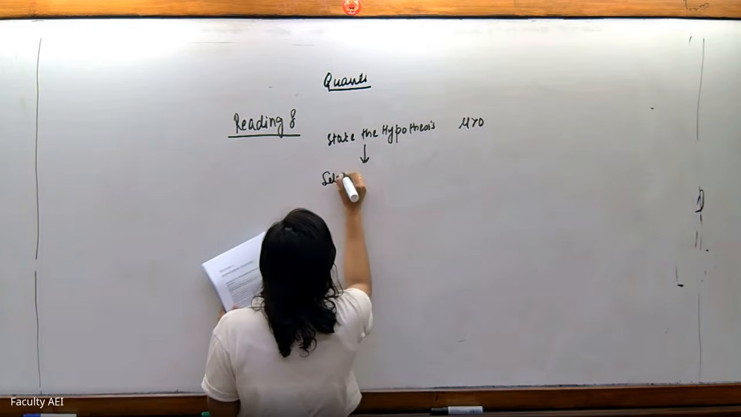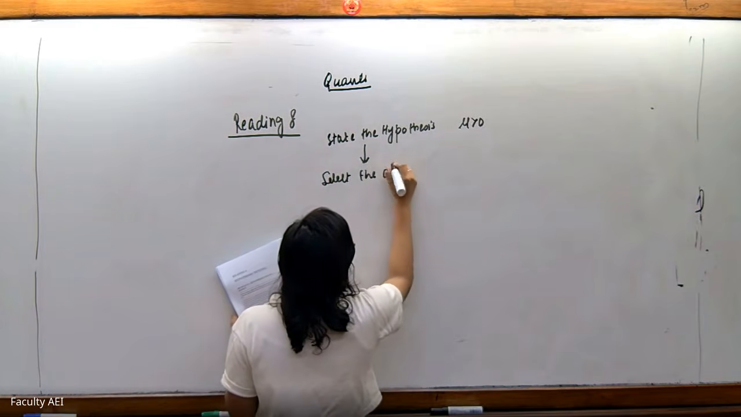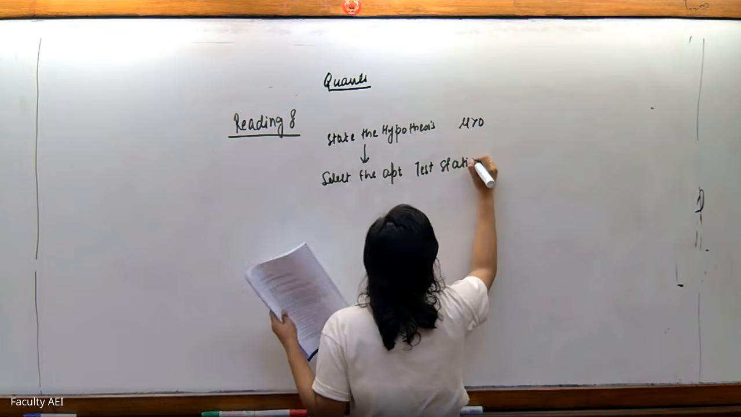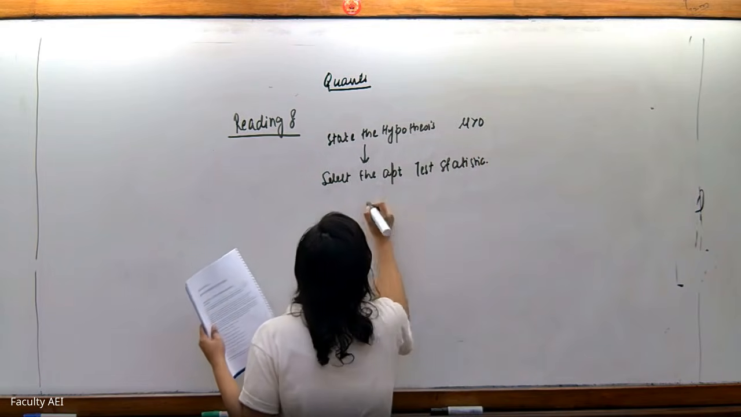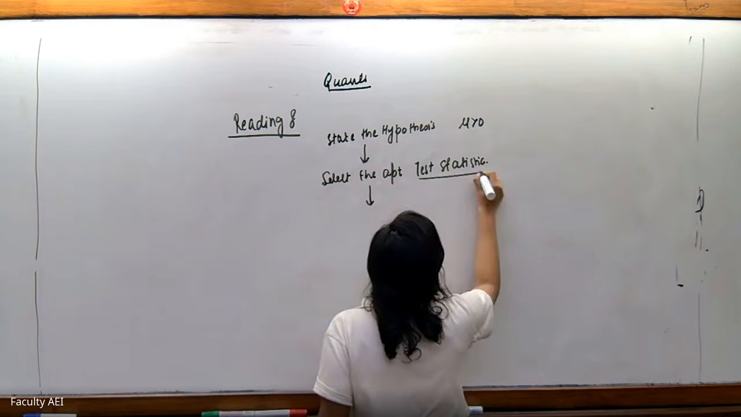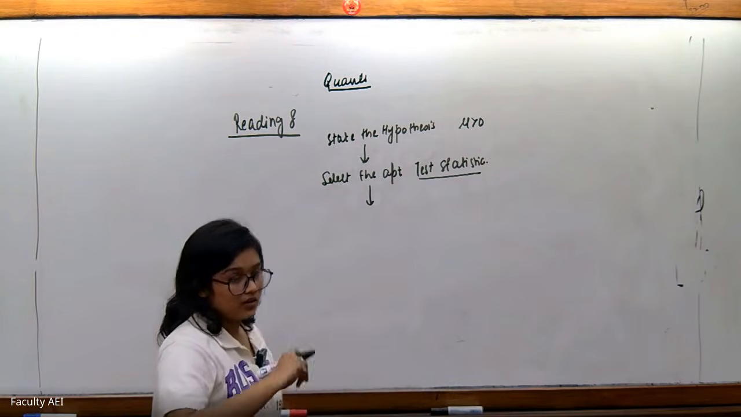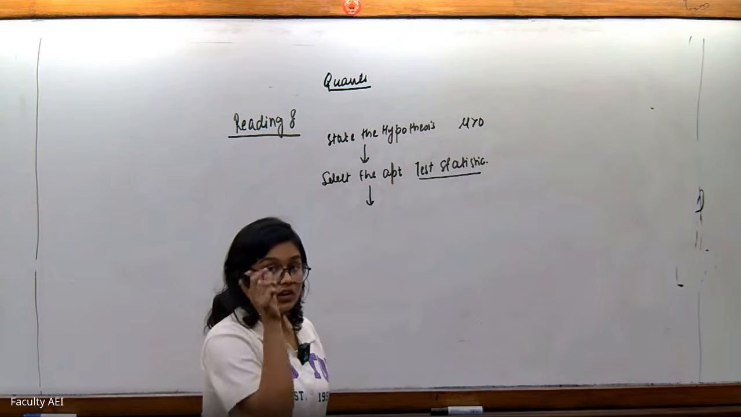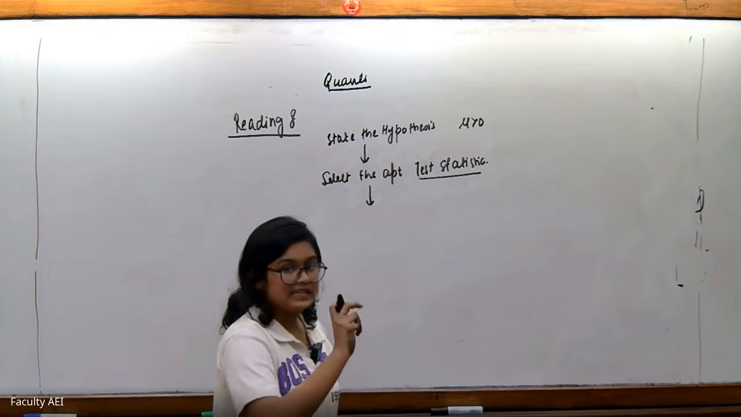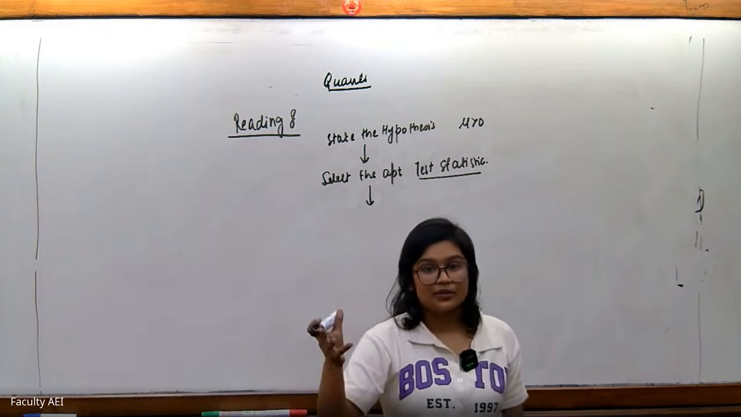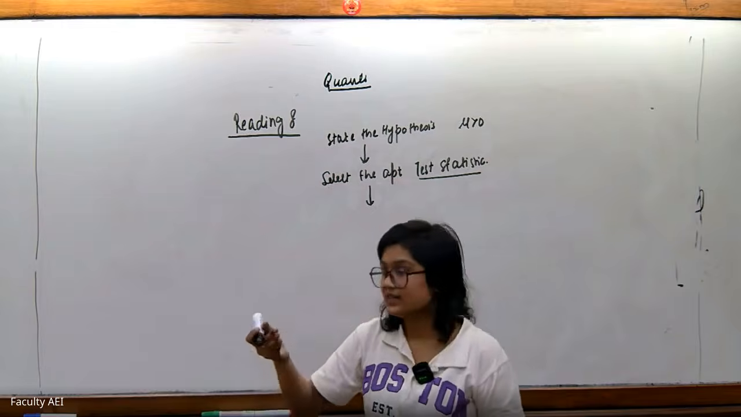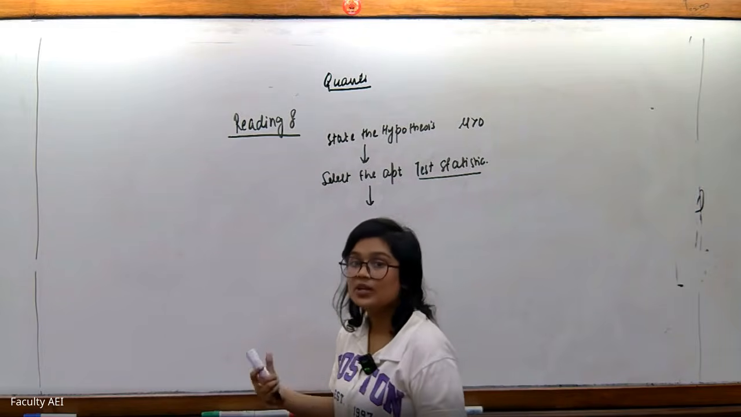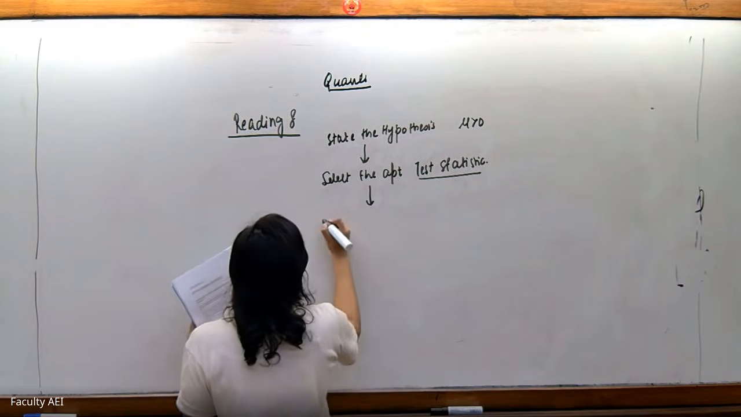Then you select the appropriate test statistic. We'll come to this. The test statistic is something upon which you will be basing your research. If the value of the test statistic is greater than the critical value, or less than the critical value, then on the basis of that we will come to our final conclusions.